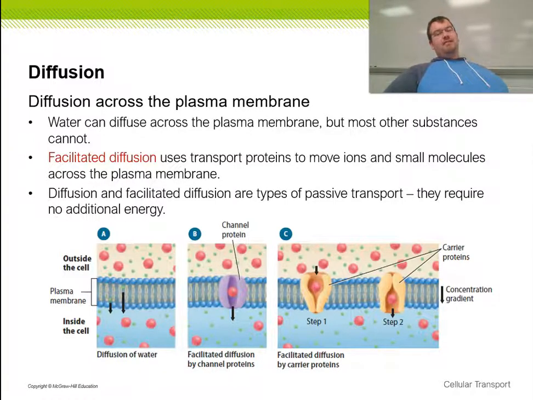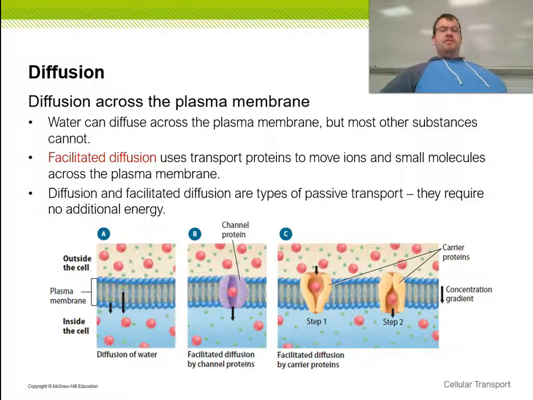Now, our cells get very, very creative with this, and we'll talk more about it in a second. They get very creative with how they can get energy without having to use energy. And you're going to see where some tricky questions can lie in this chapter, in this section.